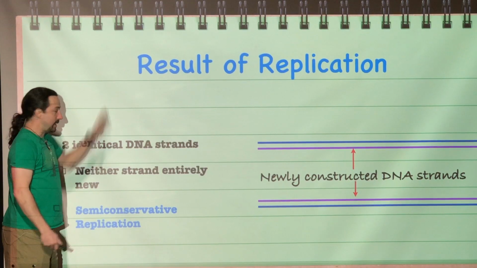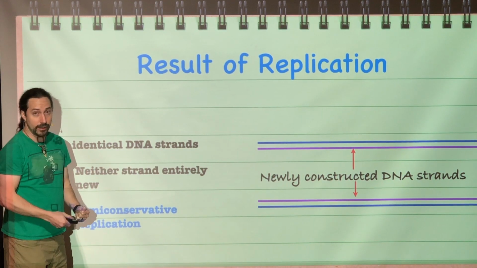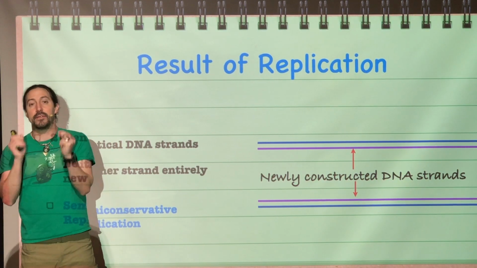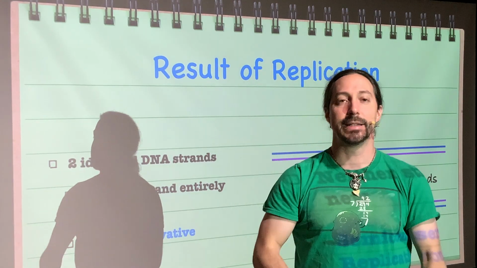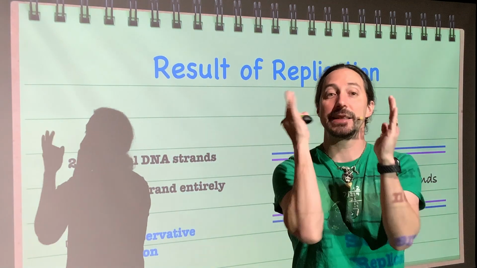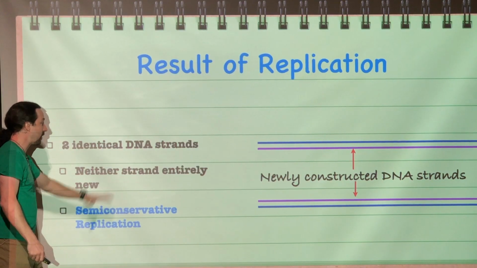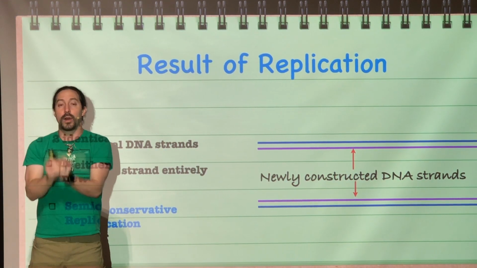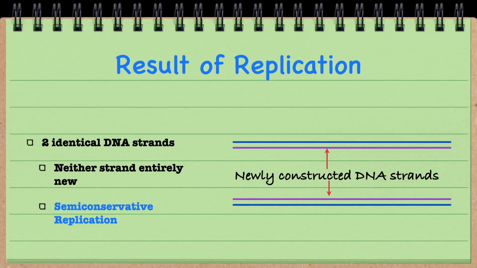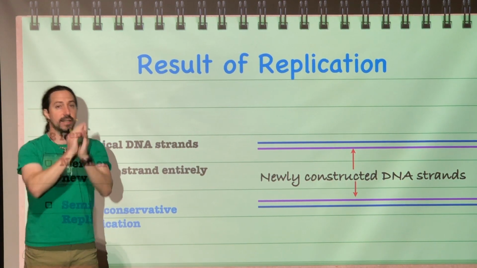The results of this is our two strands are copies of DNA, but neither copy of DNA is all original or all new. Each copy of DNA contains a template strand and the newly synthesized strand of DNA. So, because of that, we call it semi-conservative replication. Neither one is wholly conserved, neither one is brand new either. They are both old and new, each copy containing one template and one newly synthesized strand.